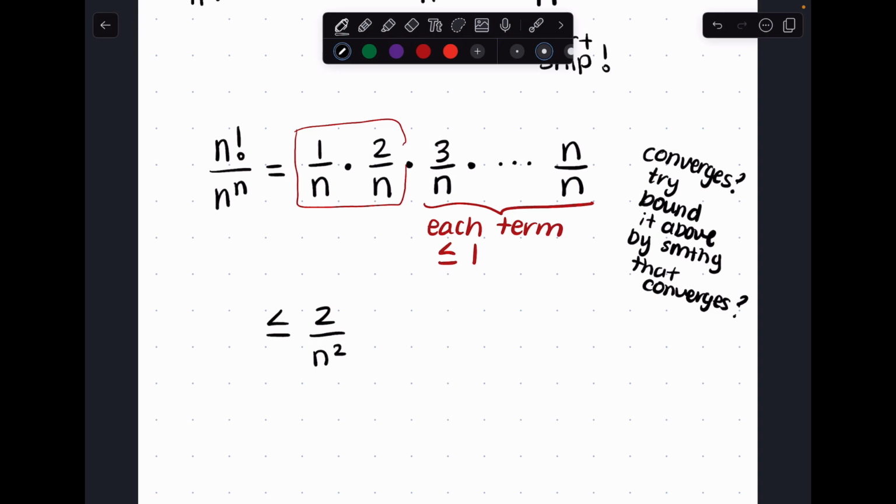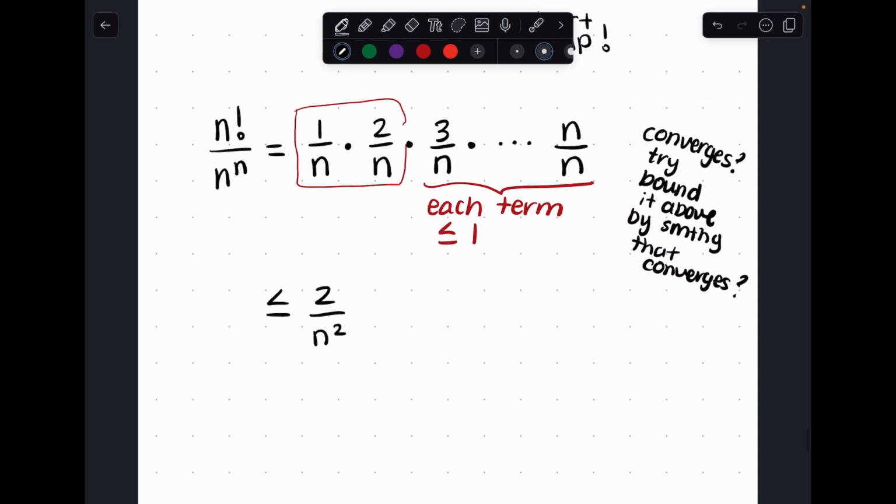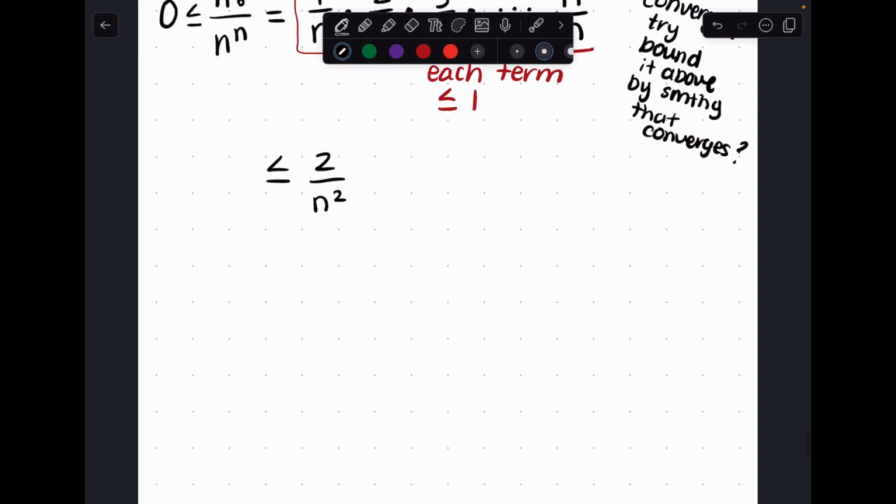And right here, we have something perfect for the comparison test because, for sure, n is a positive integer, so that is bounded below by 0. So we can actually use the comparison test. So we have 0 is less than or equal to n factorial over n to the n, which is less than or equal to 2 over n squared.